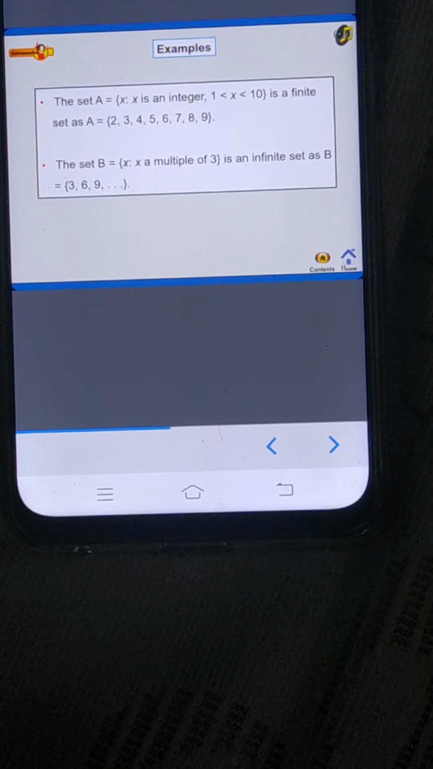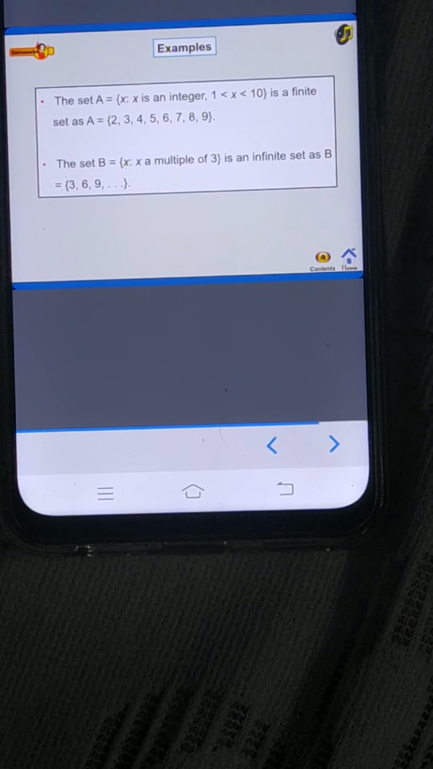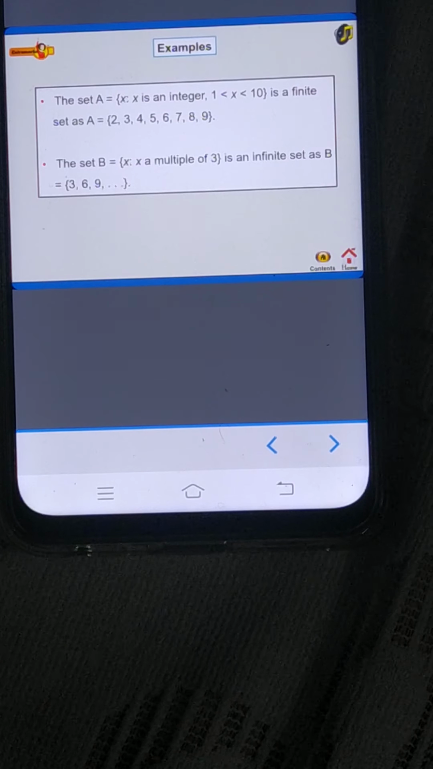Here are some examples. The set of all x such that x is an integer greater than 1 and less than 10 is a finite set. The set of all x such that x is a multiple of 3 is an infinite set.